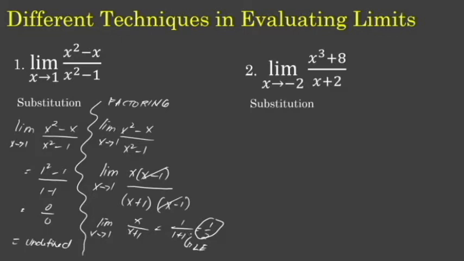Okay, example number 2, we have the limit of x cubed plus 8 over x plus 2 as x approaches to negative 2. So, try muna natin i-substitute para makita ninyo na hindi siya mag-exist kapag substitution. So, we have negative 2 cubed plus 8 all over negative 2 plus 2. That will give us 0 over 0. So that means it will not exist. Undefined siya eh. Okay. So try natin ngayon yung tinatawag nating factoring.